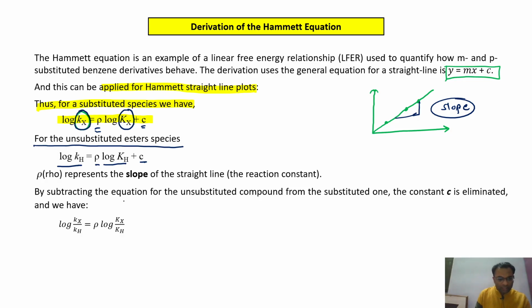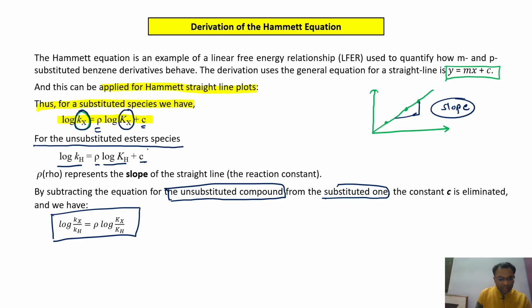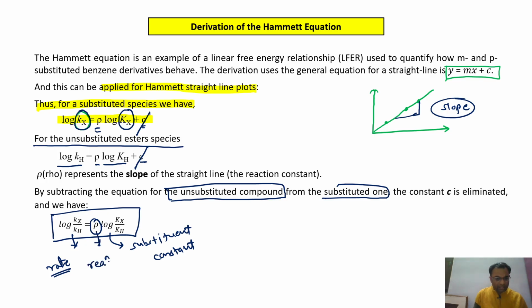Now by subtracting the equation for the unsubstituted compound from the substituted one, this c gets cancelled out, and we have log kx upon kh is equal to rho into log Kx upon Kh, where log Kx upon Kh is then referred to as the substituent constant, and log kx upon kh is the ratio of the rate constants, and rho is referred to as the reaction constant.